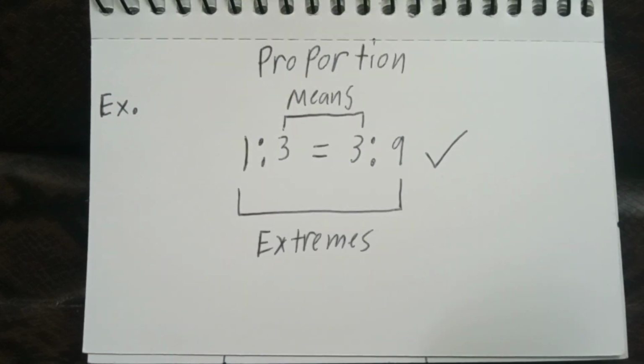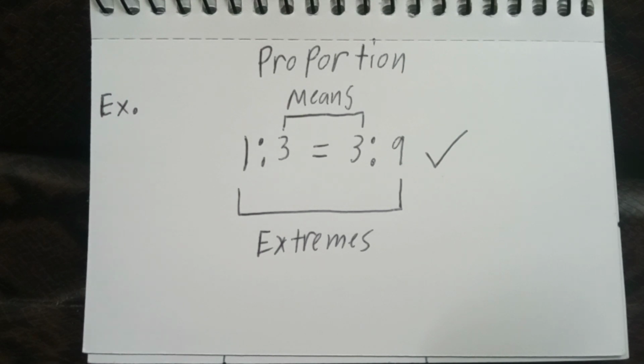So let's start with our first example. 1 is to 3 is equivalent to 3 is to 9. I want you to know that there are two parts in proportion. The numbers we find inside are called the means, and the numbers that we find outside are called the extremes. We will know if the ratios are proportional to each other if the product of the means and extremes are equal.